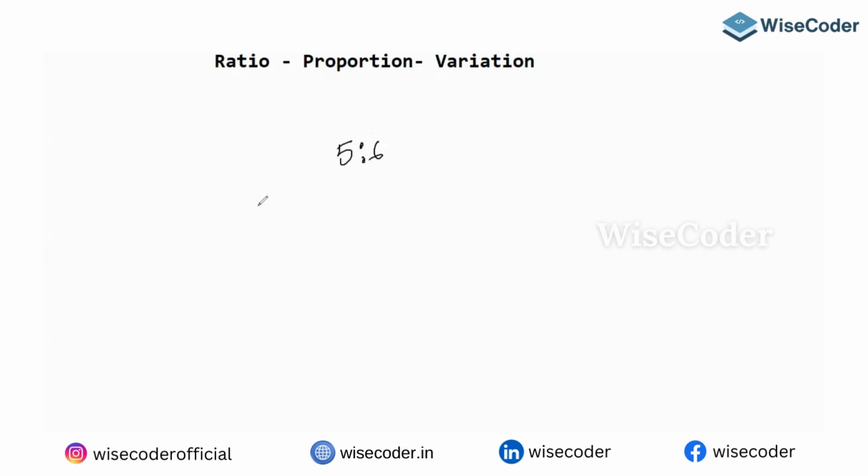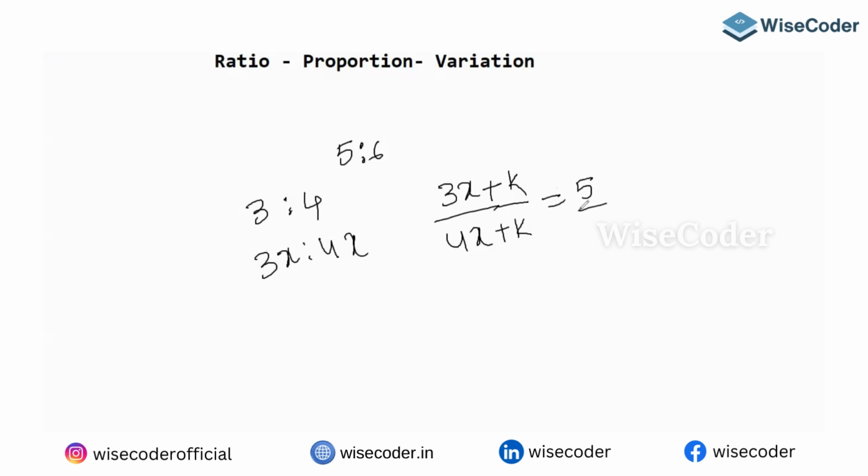Let the two numbers be, 3 is to 4, so can I take this as 3x and 4x? So 3x by 4x. Some number is being added. I don't know what the number is, so let's add plus k, which is equal to 5 by 6. So cross multiply.